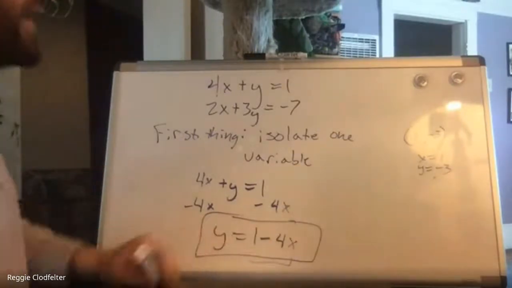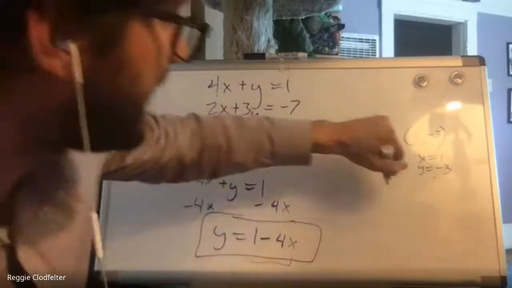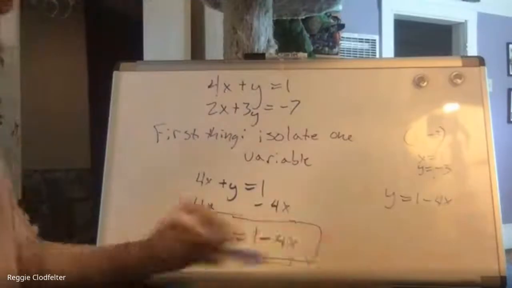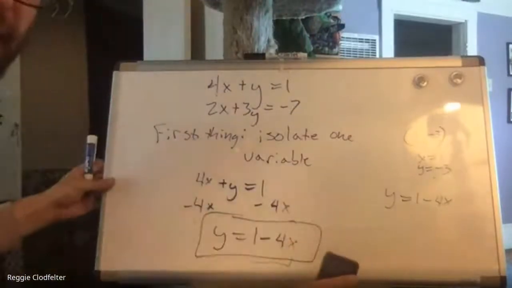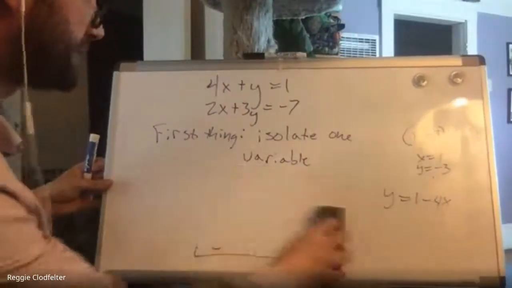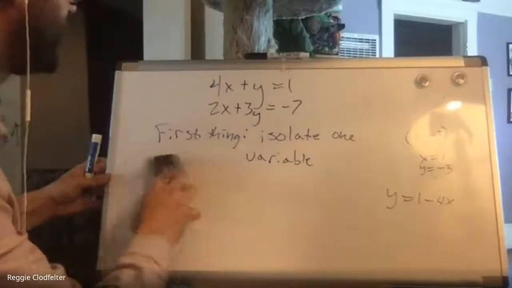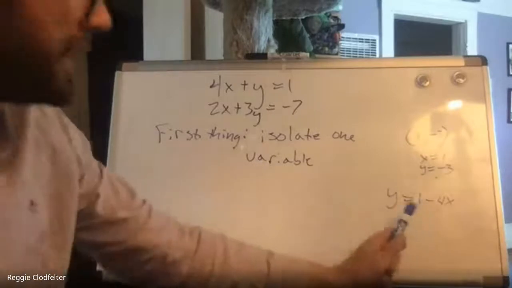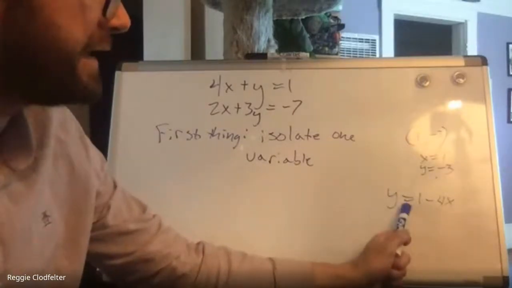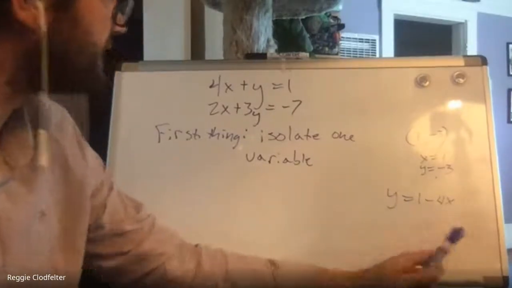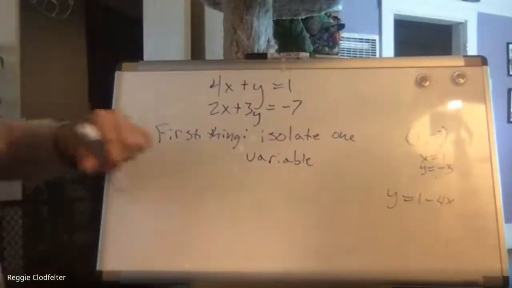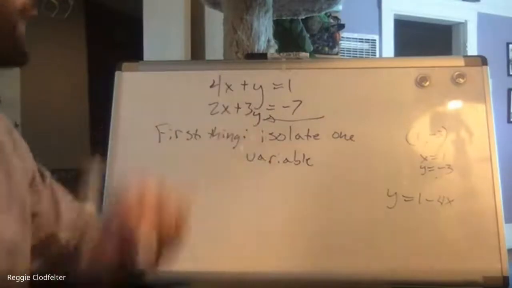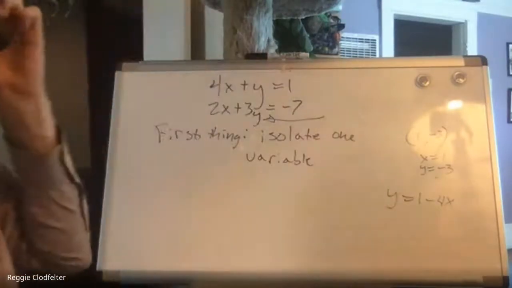So we turned this into y equals 1 minus 4x. So I wrote it over here. Hopefully you guys can see that. I'm going to erase this. So once we've isolated one variable, what we can do is, if we know that y equals 1 minus 4x, we can then replace our y in the other equation with 1 minus 4x.